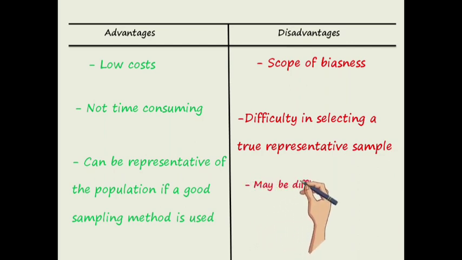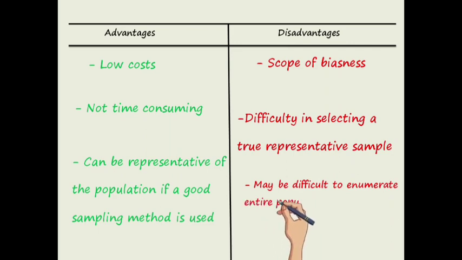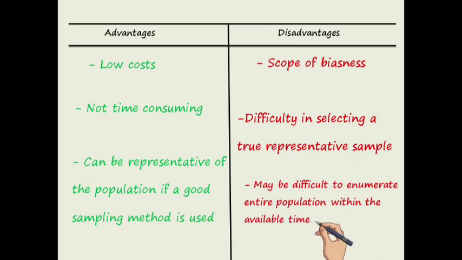At times, it may be difficult to enumerate the entire population within the available time frame. This issue arises particularly when dealing with large or dynamic populations, where it may be impractical or impossible to compile a complete list of all individuals or elements within the population.